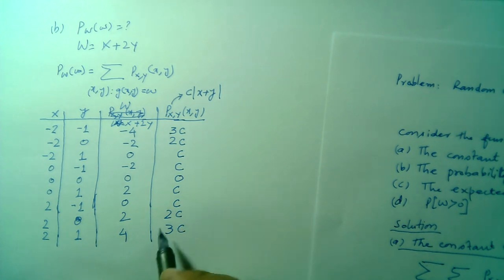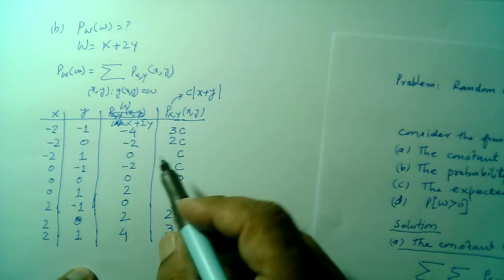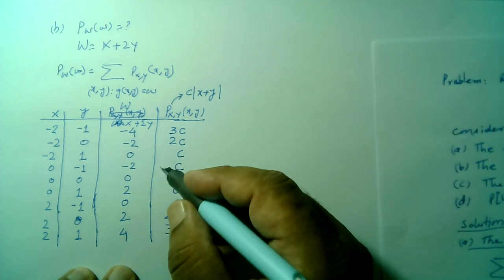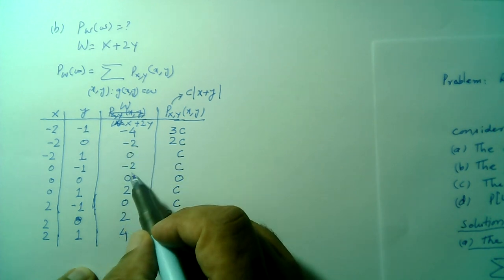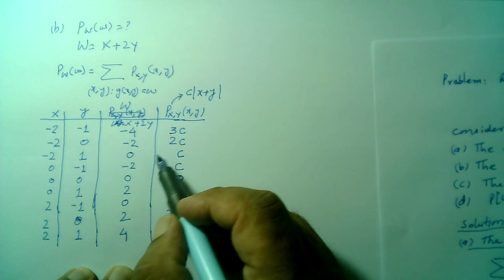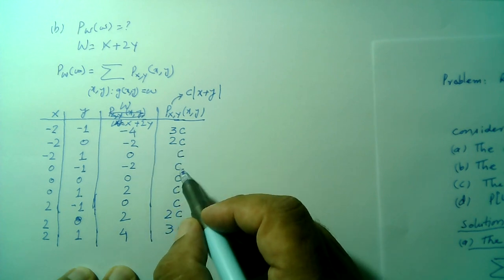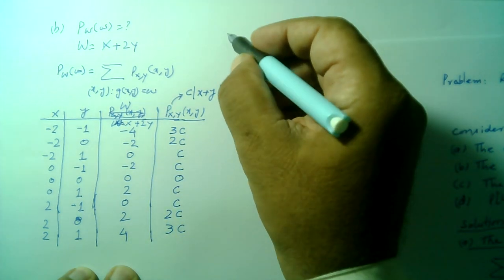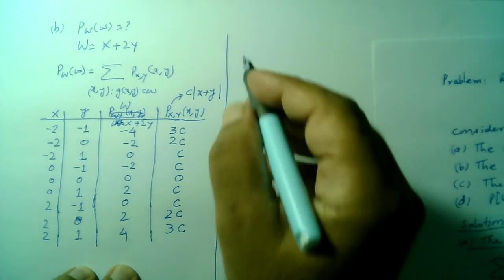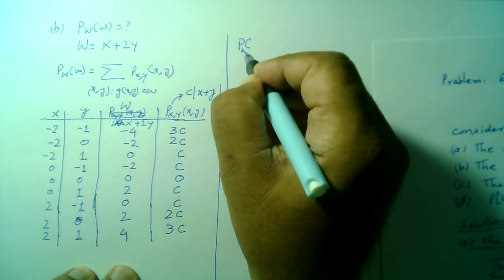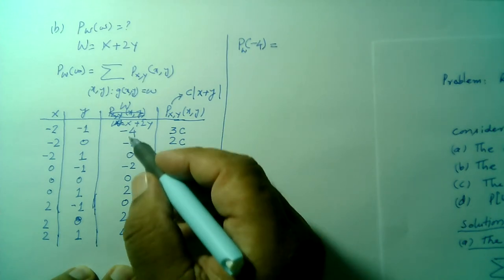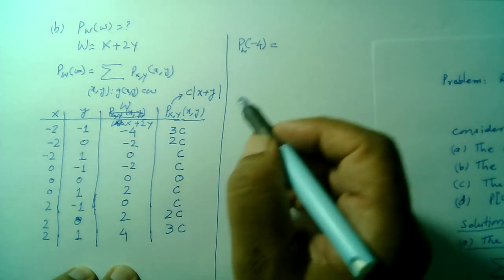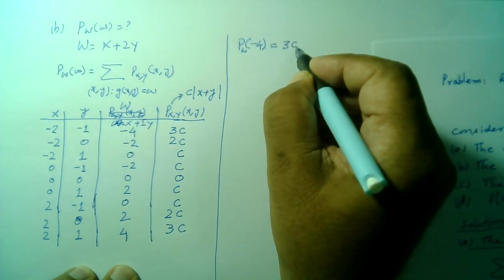Remember, c is equal to 1 over 14, we already found out. So corresponding to these values, we can now add all these values for which w has the same value. For example, w has minus 2 here, minus 2 here. So the total probability for w equal to minus 2 will be 2c plus c, that will be 3c, right? So let us write down the probability values. For example, the probability of w at minus 4: minus 4 occurs only once, so that is simply equal to 3c only, right?